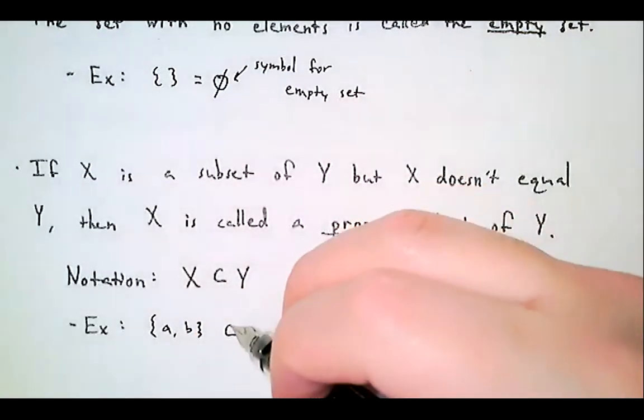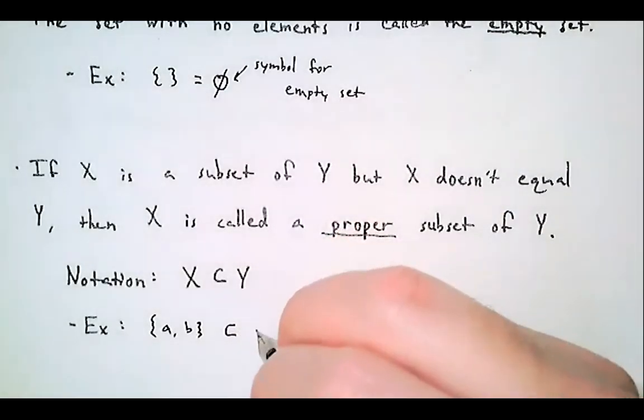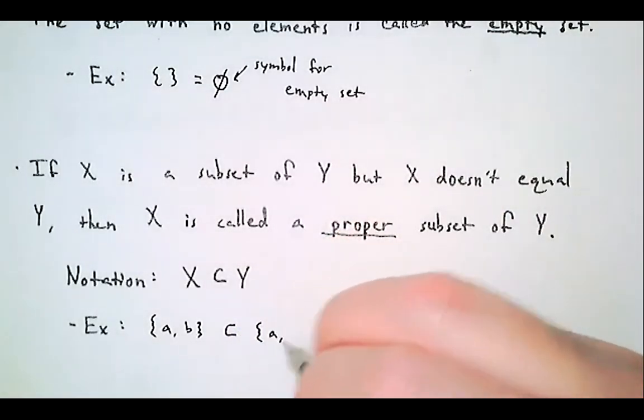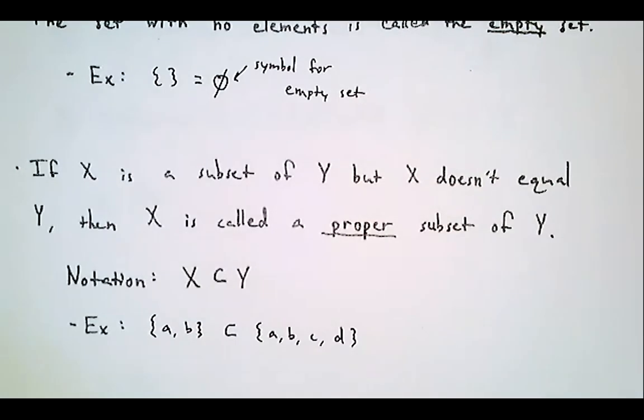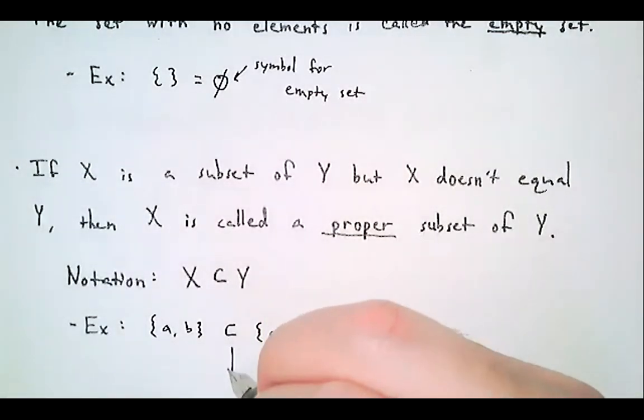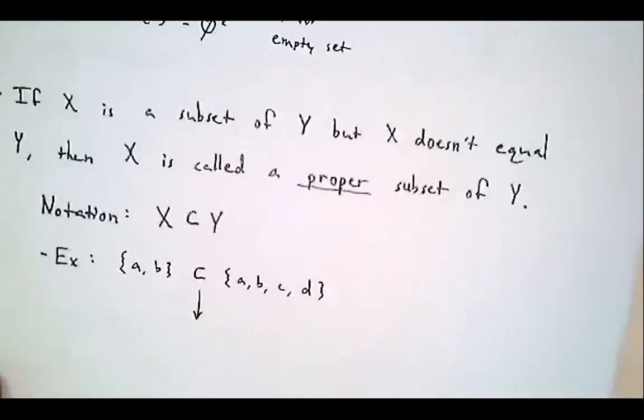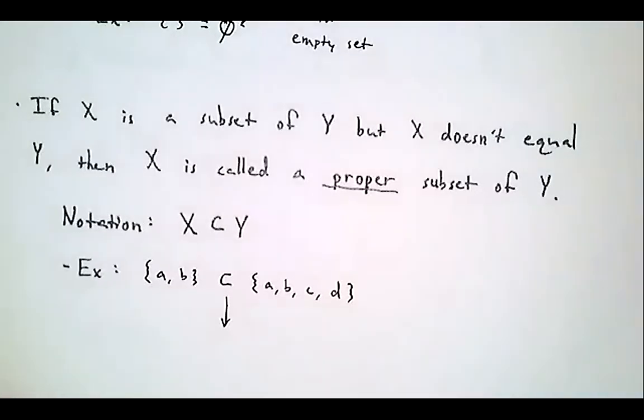And here's an easy example. The set with the first two letters of the alphabet is a proper subset of this set with the first, let's say, 4 letters of the alphabet. So each element, A and B, also appears over here, but there's some extra elements on this side. So that means this one cannot be equal to that. A useful analogy to these symbols, the way that you can help keep them straight, is their relationship to the less than and the less than or equal to sign.